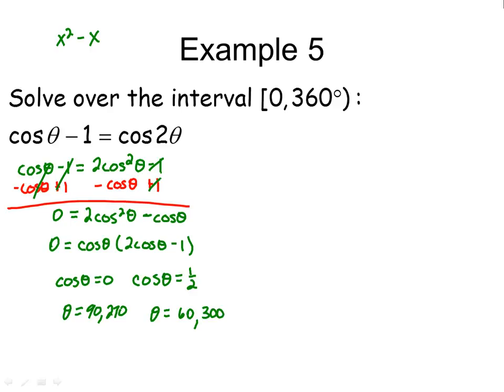So, when do you use identities? When is the biggest trigger to use identities? When you have a single angle and a non-single angle. Use those identities. Okay.